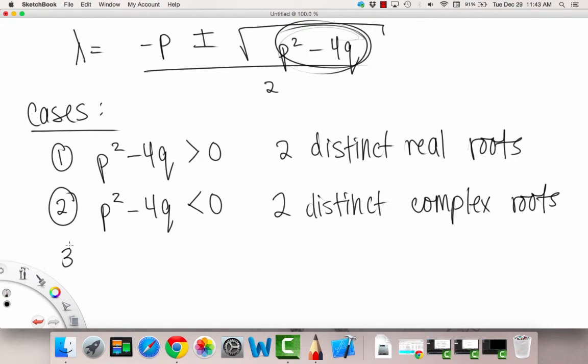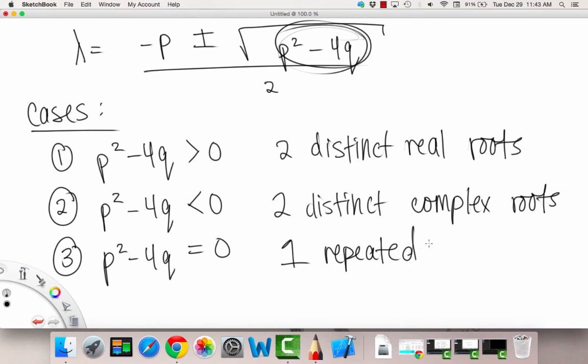The third case is when p squared minus 4q is exactly equal to 0. That would get rid of this whole plus minus sign because we'd be having plus minus 0, which doesn't really affect anything. So we would just get one root, lambda equal to negative p over 2. That would be our root. The important part is that we have one repeated real root. So building off of this, let's explore each of these cases in detail.